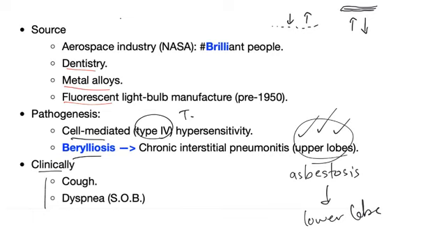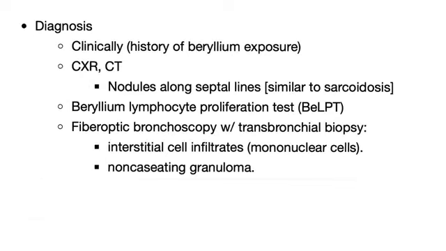Clinically, again, it's a respiratory disease: cough and dyspnea. You can add anything else. How to diagnose berylliosis? Clinically, you need a history of beryllium exposure, so a dentist or a guy or a gal who works for NASA. They are brilliant, but everything in life has pros and cons. Chest X-ray or CT scan will show nodules along septal lines, and this is similar to sarcoidosis.